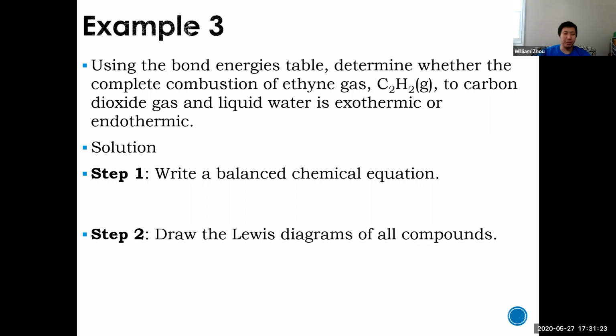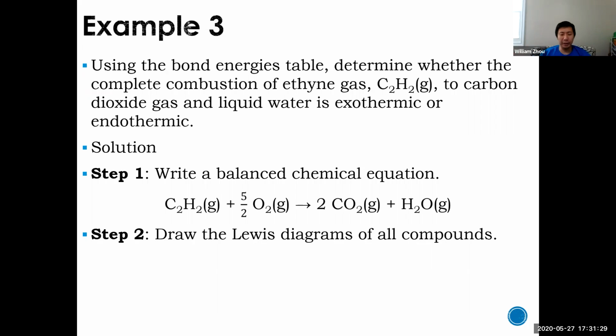C2H2. Complete combustion means you burn with oxygen and the products are carbon dioxide and water. Okay, so you balance the equation like that. Now, why is there a 5/2? Why don't I double everything?